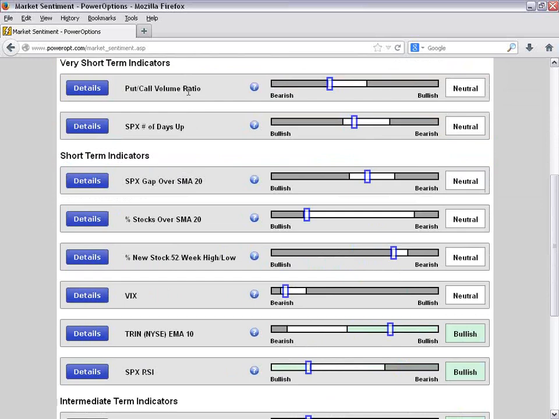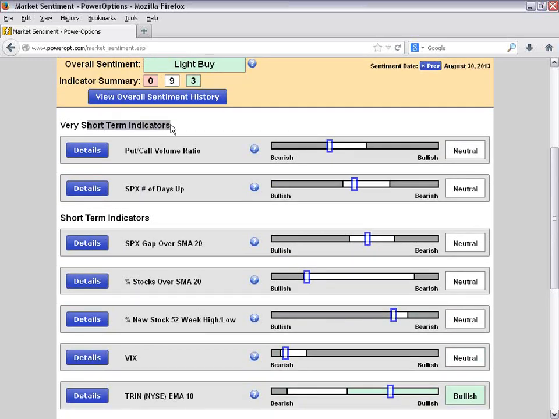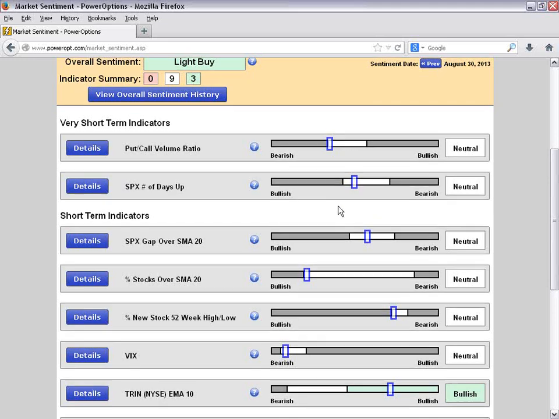We're using indicators for a very short-term cycle. We've got the put-call volume ratio, and right now you can see that it's in a neutral setting, but it's actually kind of close to bearish. The SPX number of days up. So just simple short-term measures, the SPX up or down, a broad market indicator, and it's neutral, but it's a little bit closer to the bullish side, but still right about in the middle.